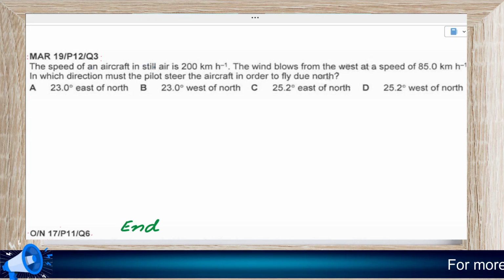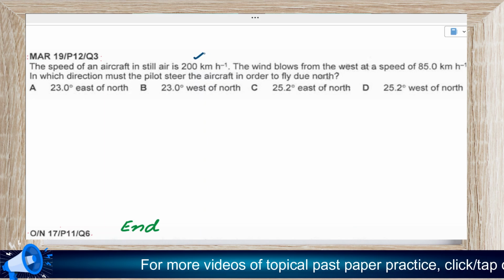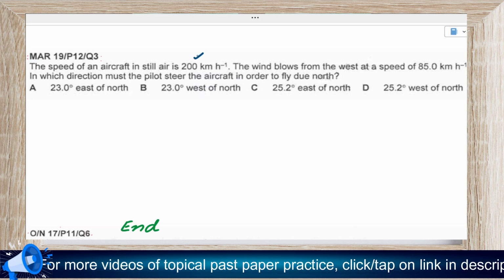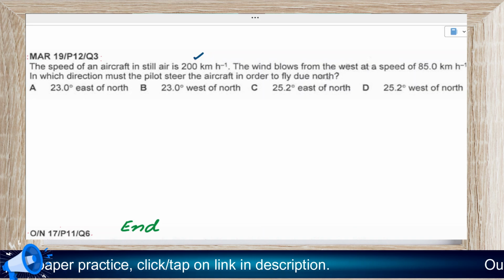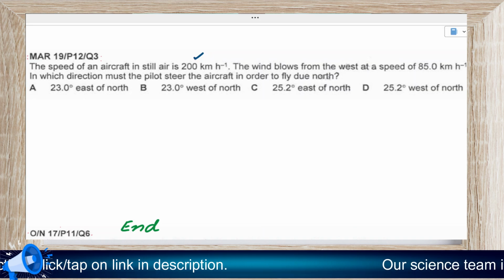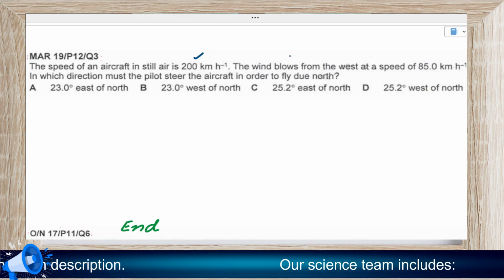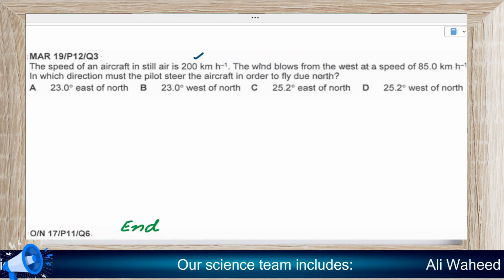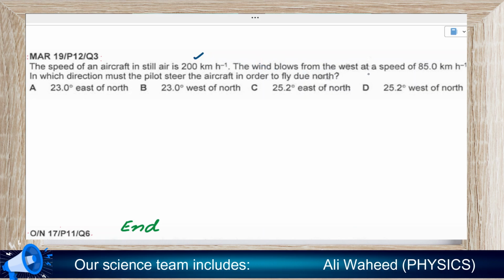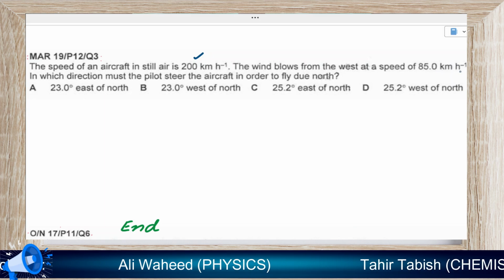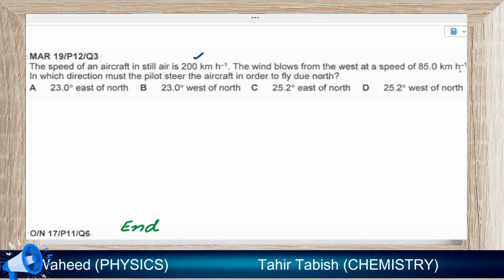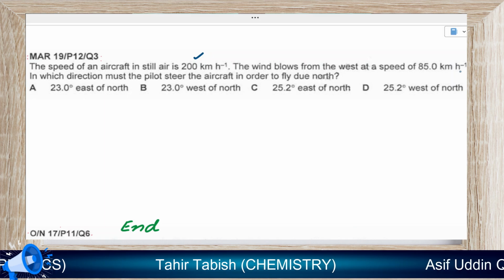The speed of an aircraft in still air is 200 kilometer per hour. This is the first vector. What we know about this vector is the magnitude, but we're not sure about the direction. Let's proceed. The wind blows from west at a speed of 85 km per hour. Now for the second vector, we know the magnitude as well as the direction.